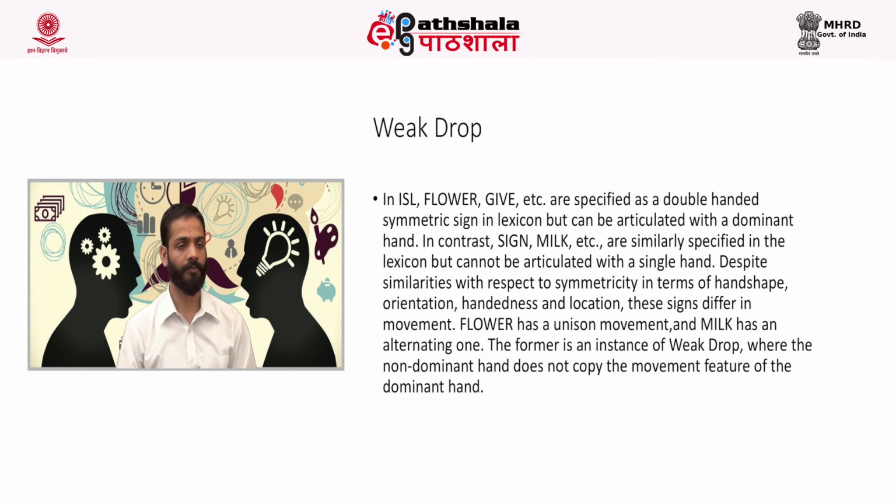The next is weak drop. In ISL, flower or give, etc. are specified as a double-handed symmetric sign in the lexicon, but can be articulated with the dominant hand. In contrast, signs like milk, etc. are similarly specified in the lexicon, but cannot be articulated with a single hand.